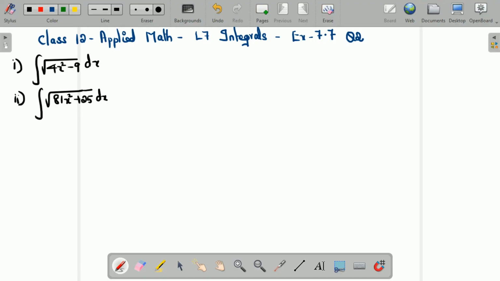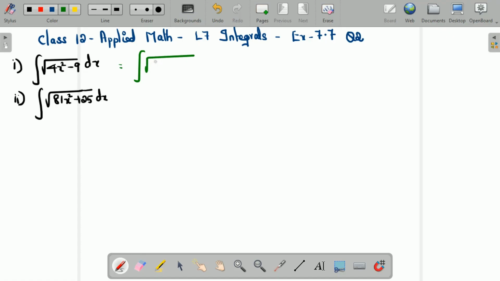In this video, let's find the solution for the second question in exercise 7.7. First, let's take the first subdivision, integral of square root of 4x squared minus 9 dx. I'm going to take the 4 outside as a coefficient. So let's do that process.